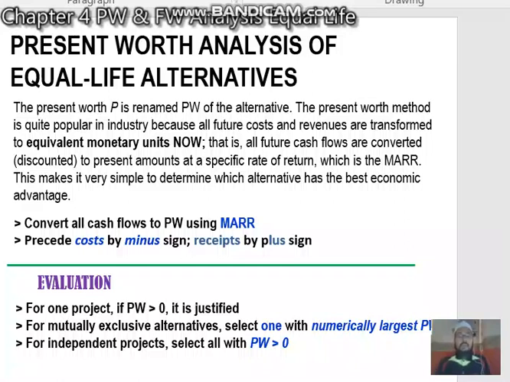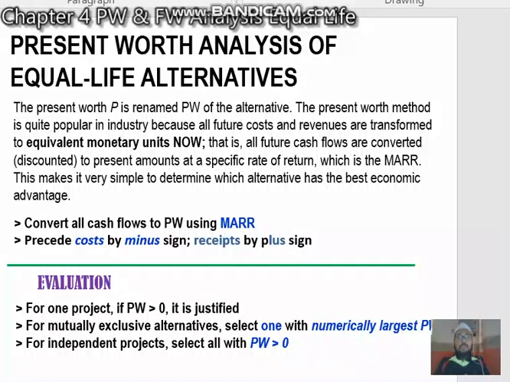So in this video session we want to discuss present worth (PW) analysis of equal life alternatives. Please remember there are two types of alternative life. One is equal life alternatives and another one is different life alternatives. Learning outcome number 2 is discussing equal life alternatives. Learning outcome number 3 discusses different life alternatives. Again, why? Because they have a different strategy to solve the problems. So we start with this PW analysis of equal life alternatives.